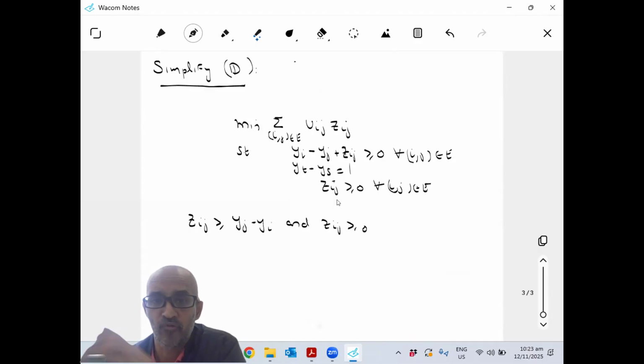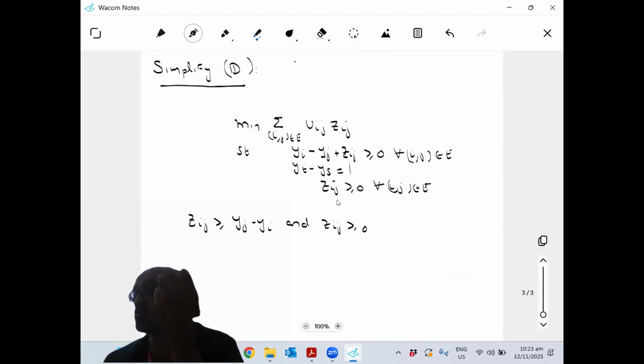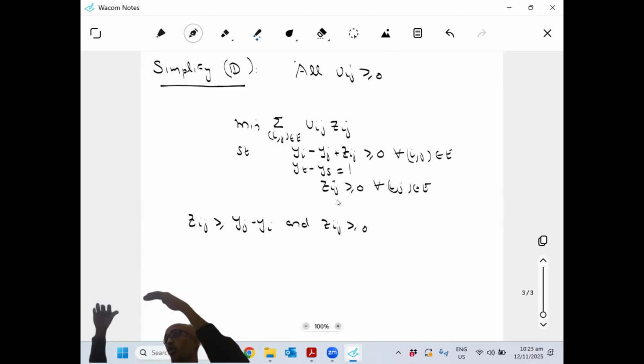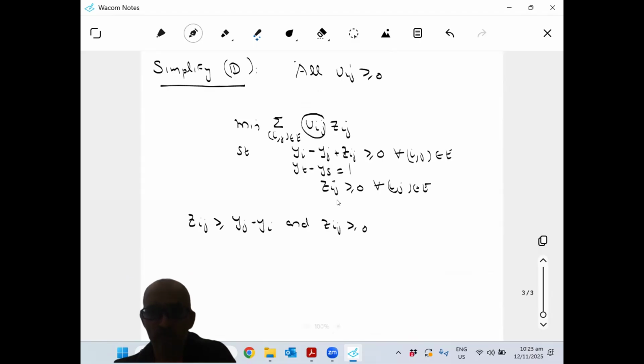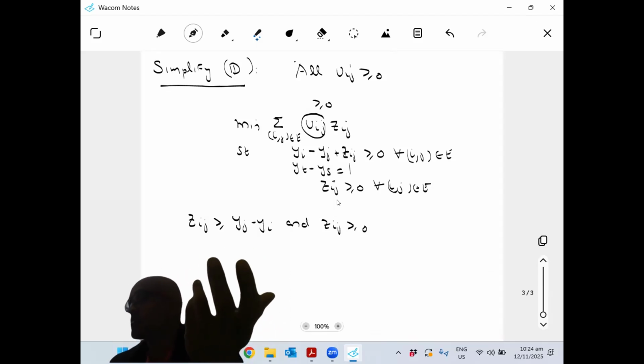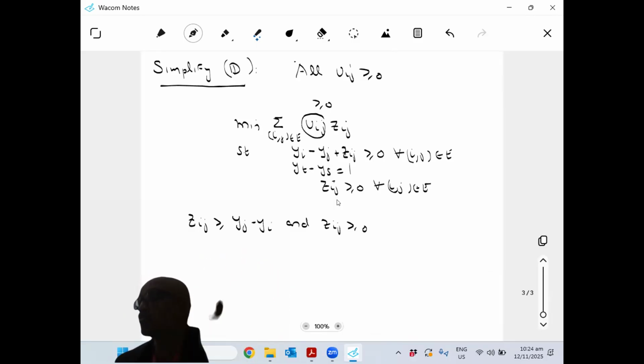Remember, we are solving a max flow with capacities. So this problem is interesting. All the uij's are non-negative numbers. They're capacities on arcs. My flow lies between 0 and uij. So all these numbers are non-negative. I'm trying to minimize some non-negative combination of zij's. Zij has two lower bounds. So what should the optimal zij be? It should be the larger of these two numbers.